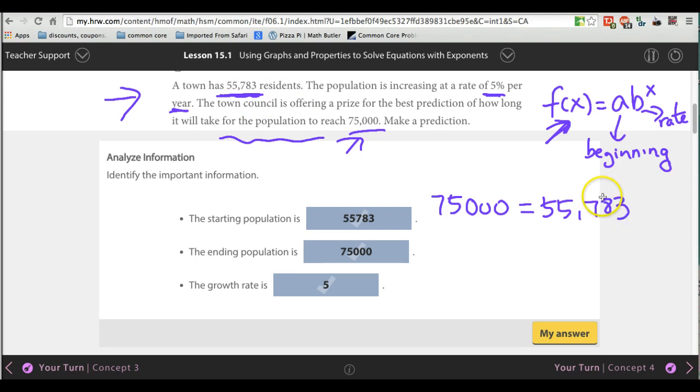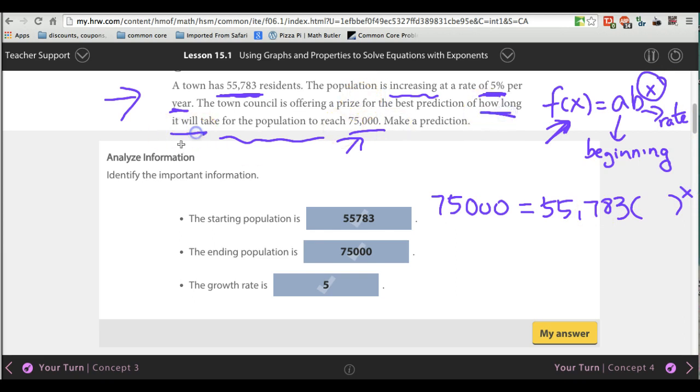55,783. Oh, okay. And then the rate is how many times did grandma multiply that number, right? Over here it says it's increasing at a rate of 5%. So if it's increasing at a rate of 5%, we gotta kind of think about this, okay? Because that's the number that goes in here. And then raised to the x power. X power would be what?